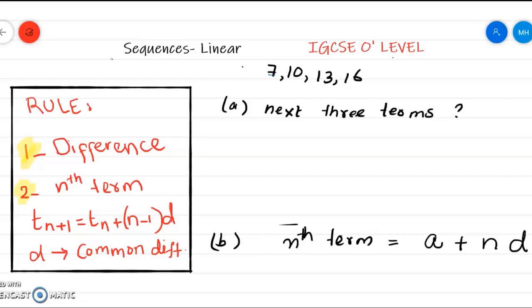Today we are going to discuss linear sequences. So here are two rules for linear sequences. First, we have to find the difference, to see whether the sequence is increasing or decreasing. And in the second step, we have to calculate the nth term.